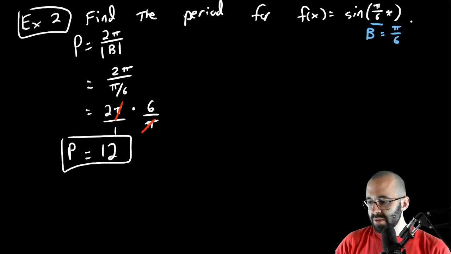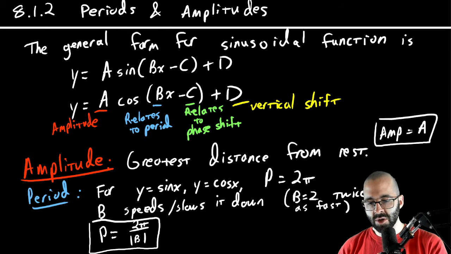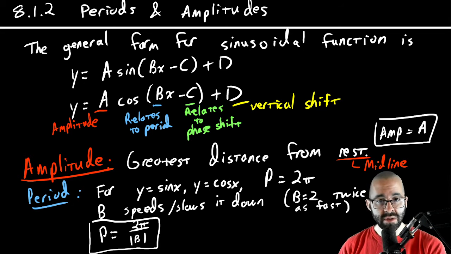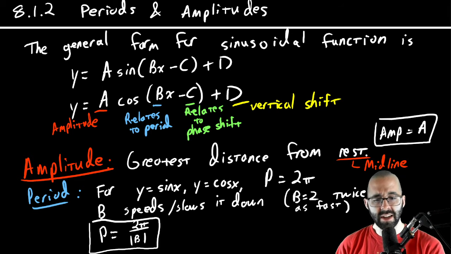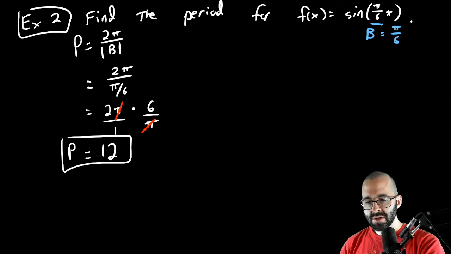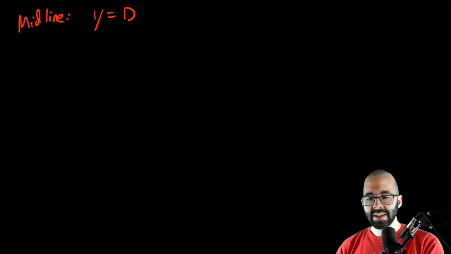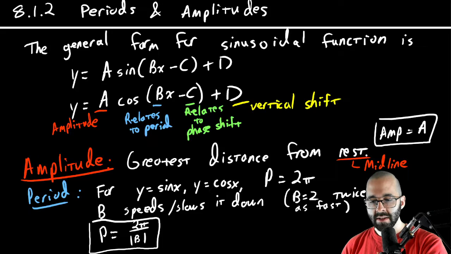All right. So let's go back to amplitude again a little bit, do an example. I mentioned the amplitude is the greatest distance from rest. Rest we can think about as what's known as a midline. So if I have a sine graph or a cosine graph, the midline is kind of what it sounds like. Okay, so let's look at the midline real quick. Midline is the graph y equals d, and that d is the vertical transformation. It's this d right here.